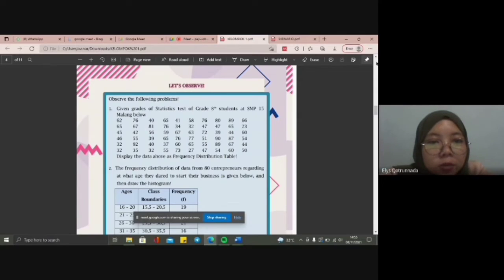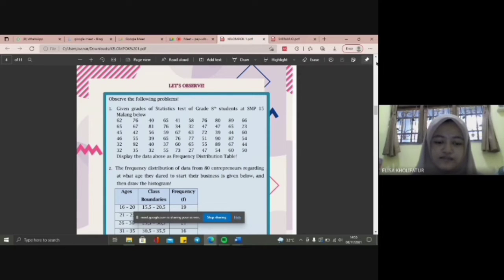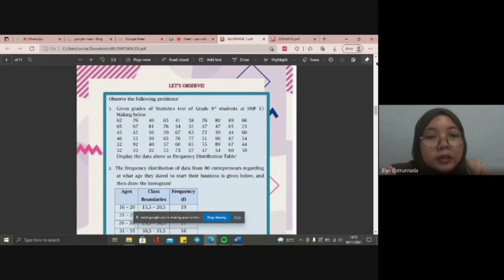Are you finished? So, the next event is group presentation. Please, Group 1, present the work of displaying data into a frequency distribution table. Okay, Miss. Assalamualaikum warahmatullahi wabarakatuh. Waalaikumsalam warahmatullahi wabarakatuh. Introduce yourselves from Group 1. We will present the result of our discussion regarding problem 1.